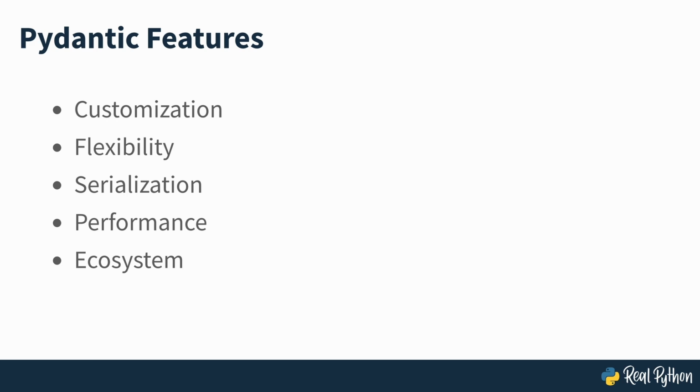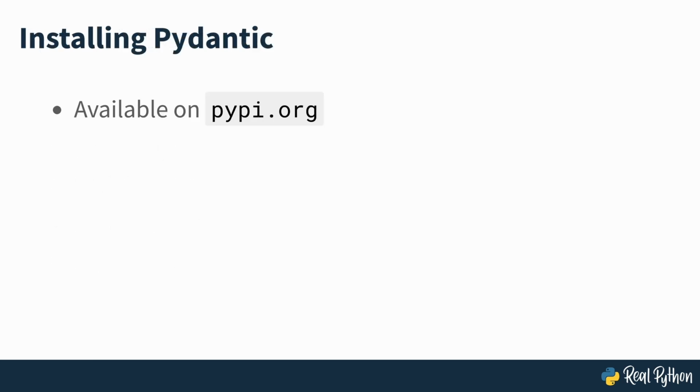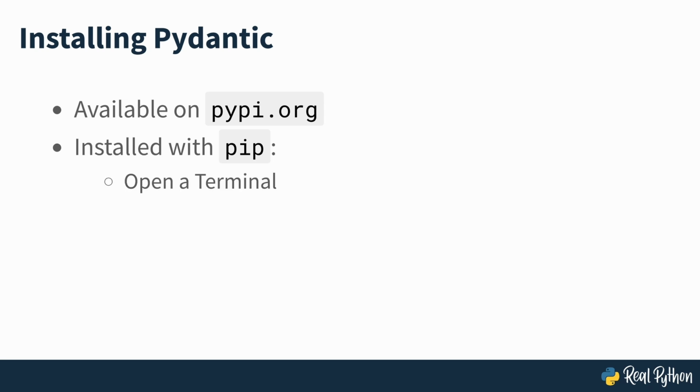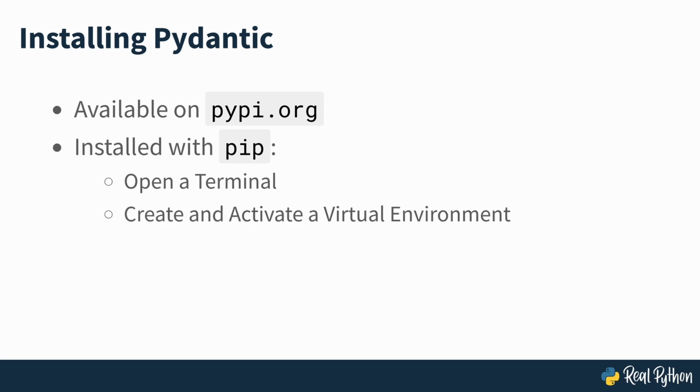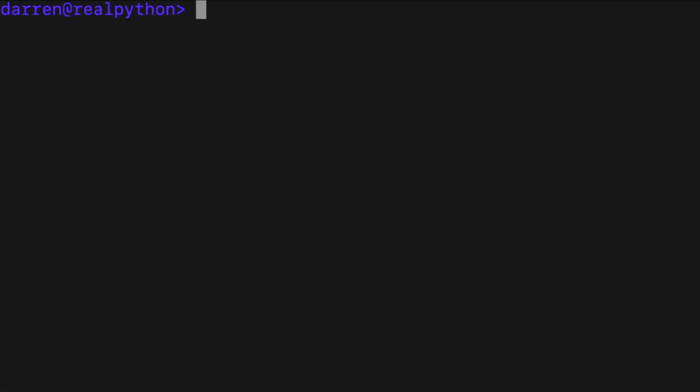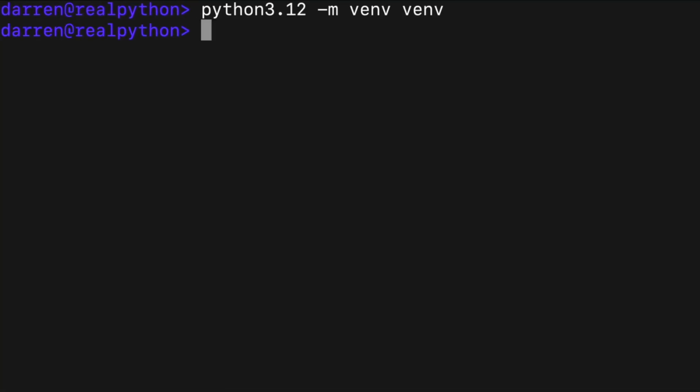But first, you'll need to install it. Pydantic is available on the Python Package Index, and you can install it with pip. You'll need to open a terminal or command line prompt, create a new virtual environment and activate it, and then install Pydantic. First, you'll see this being done on macOS, and these commands will work on Linux as well.